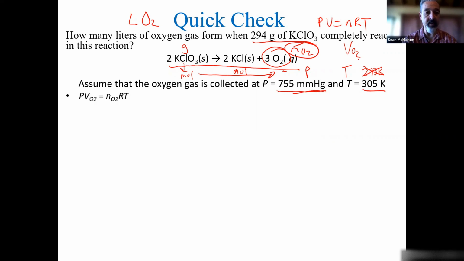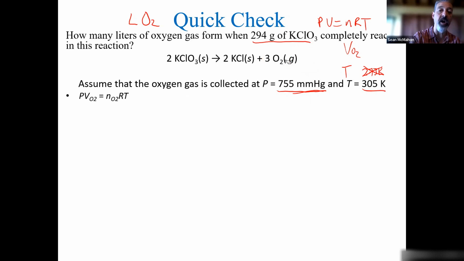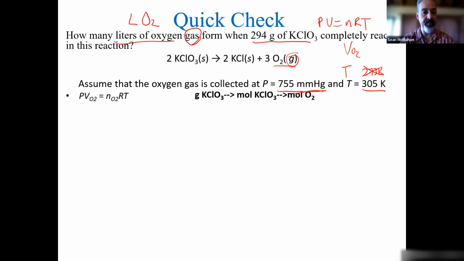So PV equals nRT, I just put the O2 because that's the gas. And what type of reaction is this, by the way? I start with potassium chlorate, and I end with two products, potassium chloride and oxygen. So this is a decomposition. I have one substance breaking down to multiple. So I'm clearly stating the O2 because that's the gas, and this is asking for liters of oxygen gas.